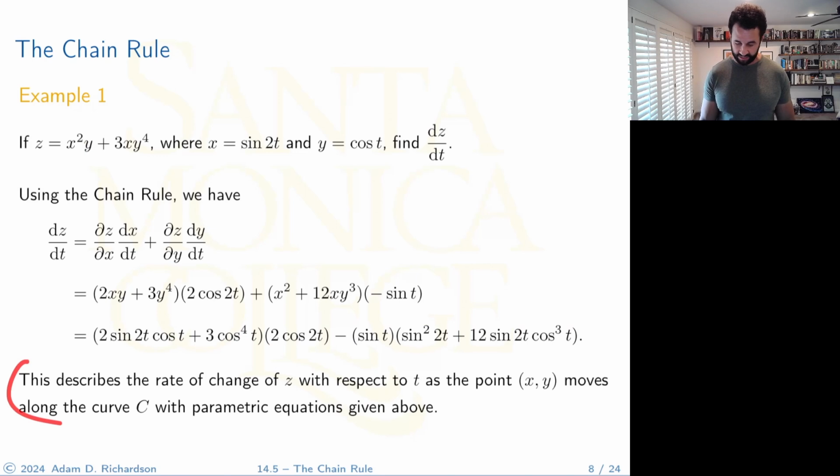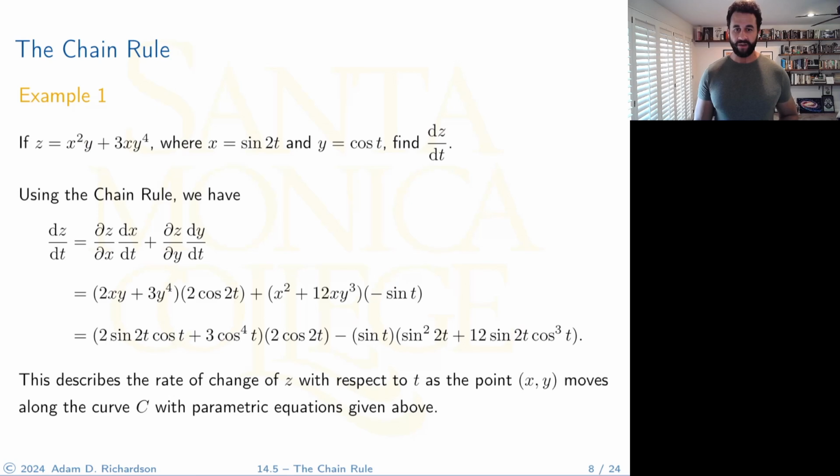So yeah, what does this mean? This basically is telling you the rate of change of z with respect to t as the point x, y moves along the curve c given by these values right here. So that's really handy. So as the point x, y moves along this curve, which is basically an ellipse, right? This is going to give you the change in z as your point moves along that ellipse in the xy plane. That's the idea. Oh, I'm sorry, not an ellipse. It's a circle. Sorry, it's a circle.